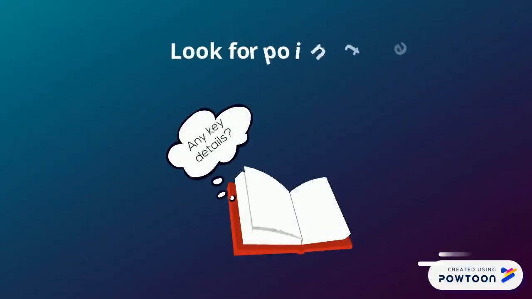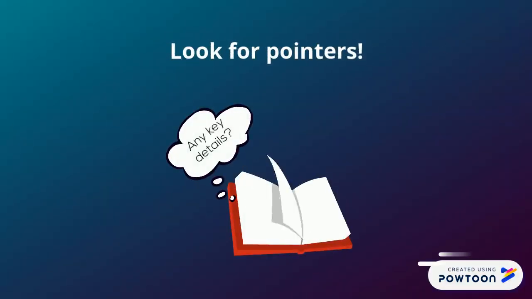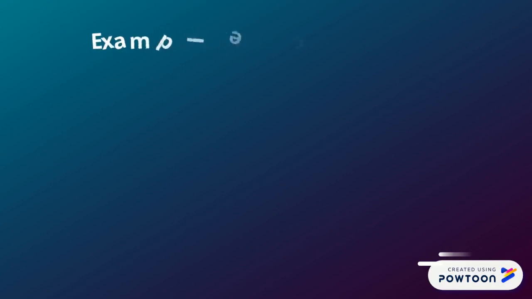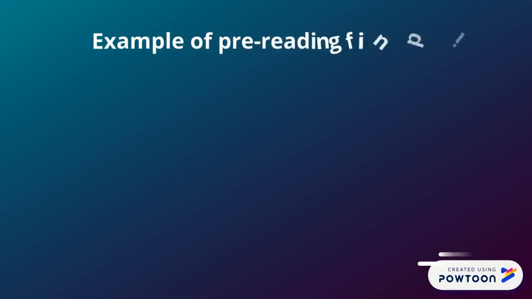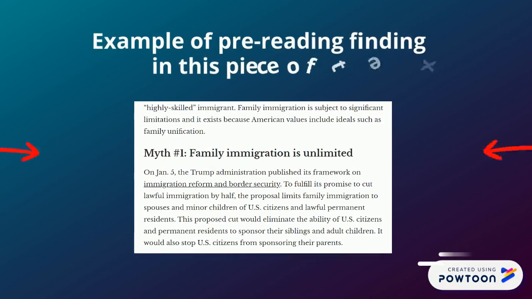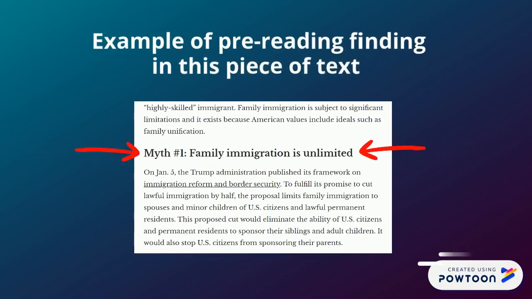Before reading your article, you also want to look for anything that can give you a little bit more information about the text. For instance, if there's anything bolded in the text, italicized, anything highlighted, anything like that. When looking through our article, you can see that there is myth number 1, family immigration is unlimited. It's bolded, it's in large font, and that gives you a clear understanding of what her first myth will be about that she will debunk.